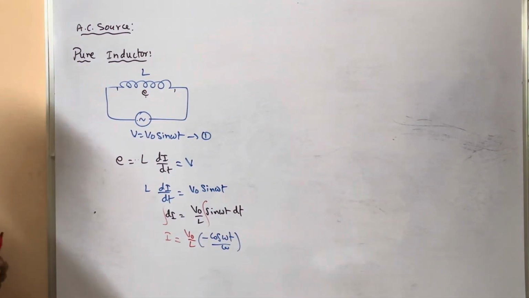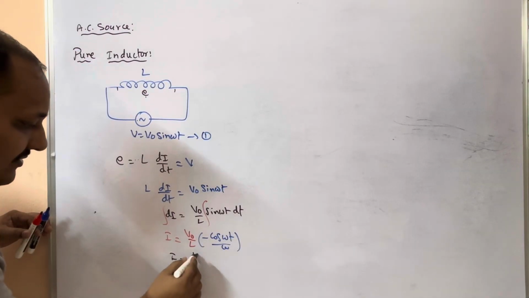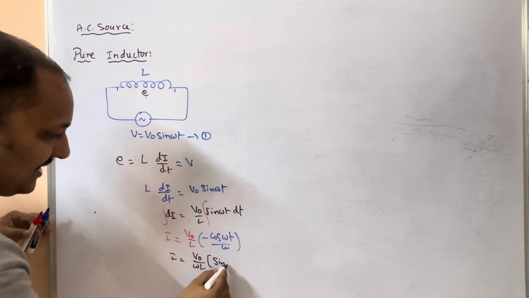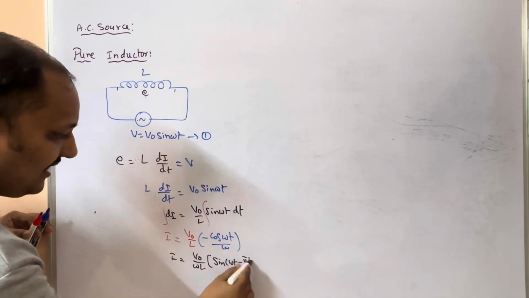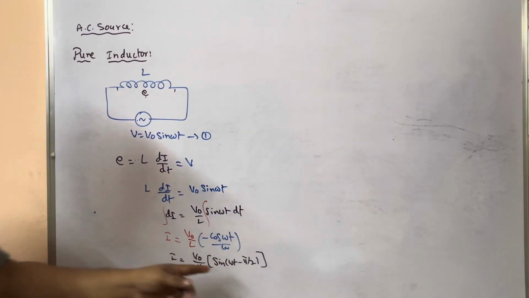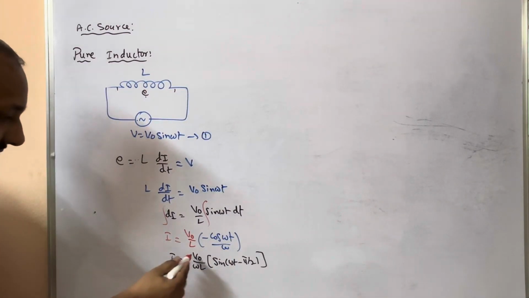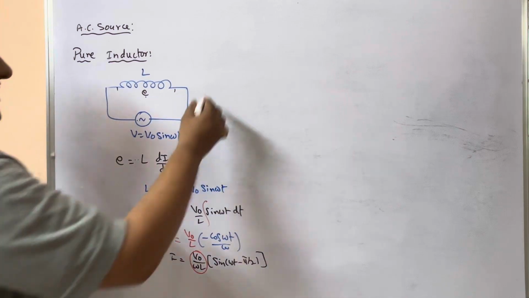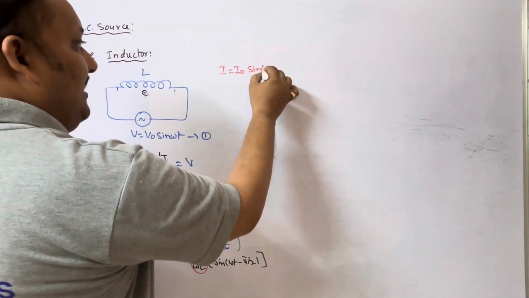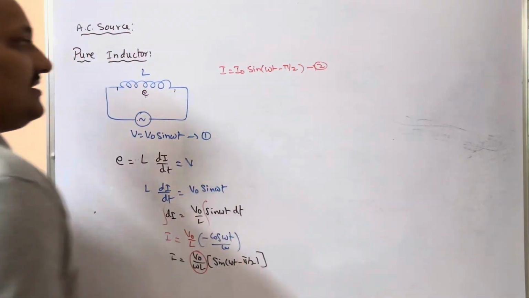Already we discussed this, isn't it? Now I is equal to V naught by omega L. This minus cos omega t can be written as sin omega t minus pi by 2. So sin omega t minus pi by 2 is equal to minus cos omega t. So always we will get I naught here. Therefore, I is equal to I naught sin omega t minus pi by 2. Call it equation number 2.